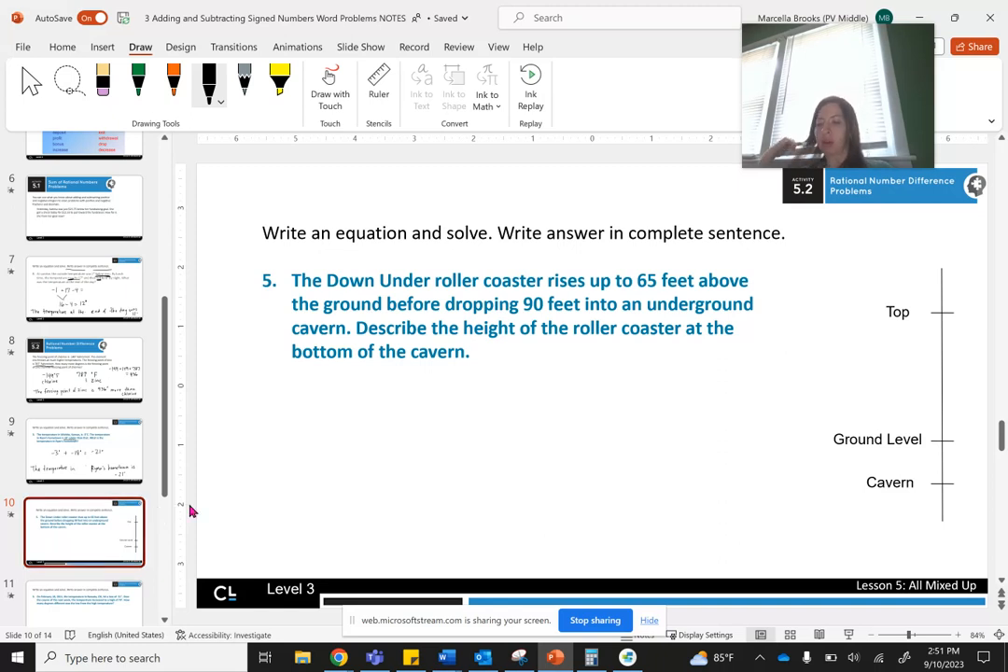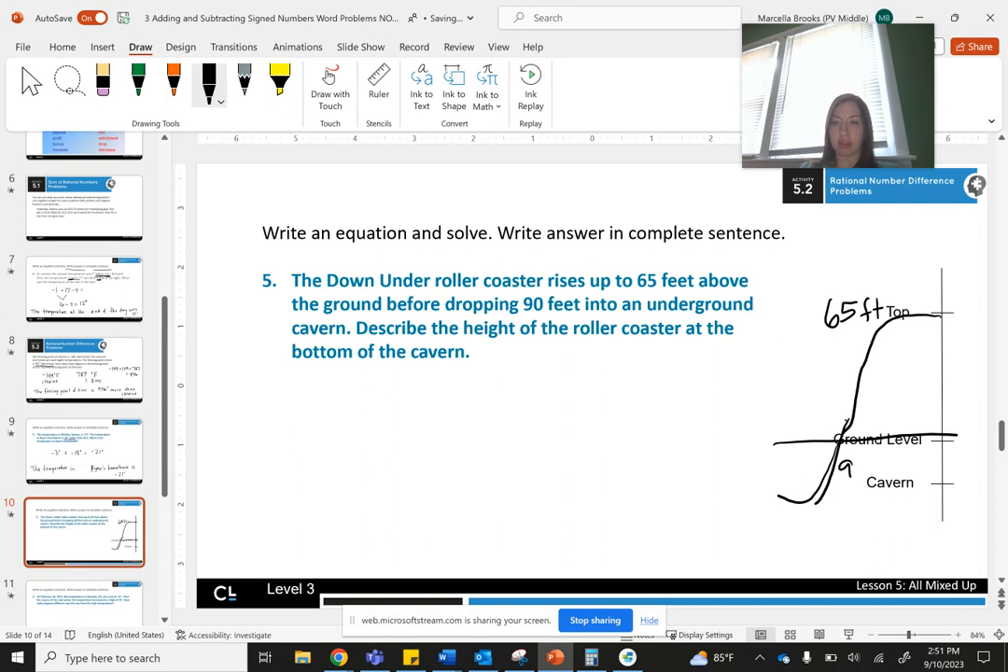All right, so we are on slide 10, which is on page 5. The down under roller coaster rises up to 65 feet above the ground. Okay, so it's 65 feet up here above the ground. So let's say here's my ground level. So it goes up 65 feet and then it drops 90 feet into an underground cavern. So here's ground level, then it drops into a cavern. That's 90 feet.